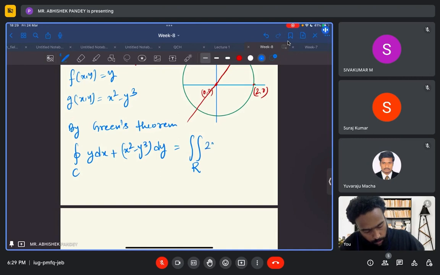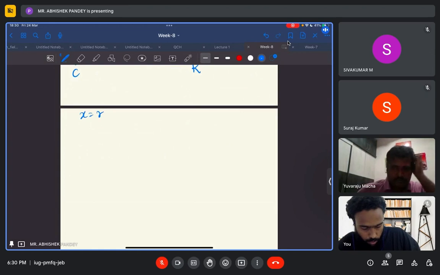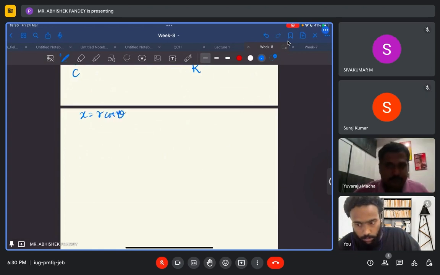this will be 2x minus 1. This is your M, this is your N, g. So del g by del x will be 2x, minus del f by del y, which will be 1. So you will get 2x minus 1 dx dy. Now you have to use polar coordinates. So use x equals r cos theta, y equals r sin theta.